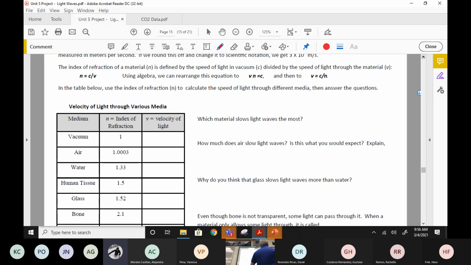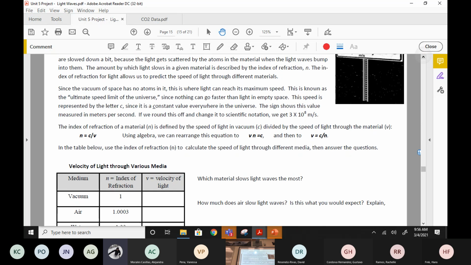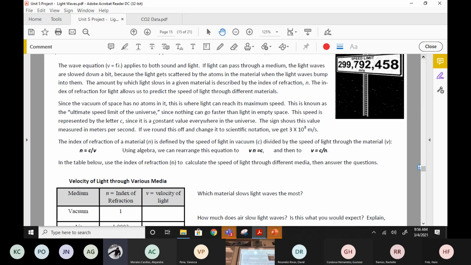So first of all, what is the speed of light in a vacuum? What's the number we've been talking about? Well, it is this number. But why don't we round this off and make it simpler? What should we round it to? Instead of 299 million, why don't we make it 300 million? But let's use scientific notation, which is 3e8, or 3 times 10 to the 8th. They both are the same thing, right?